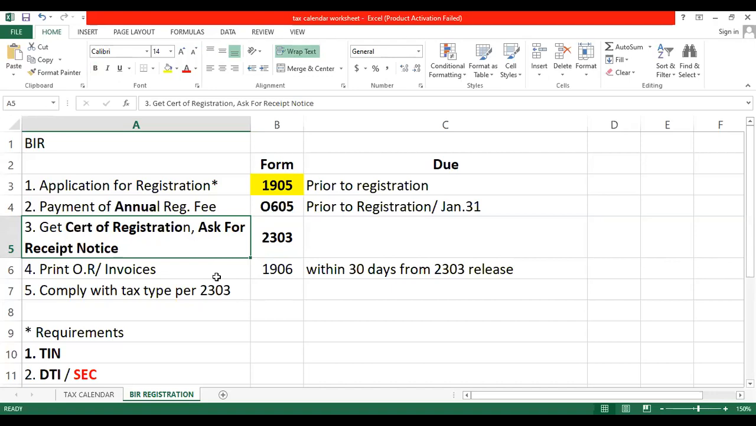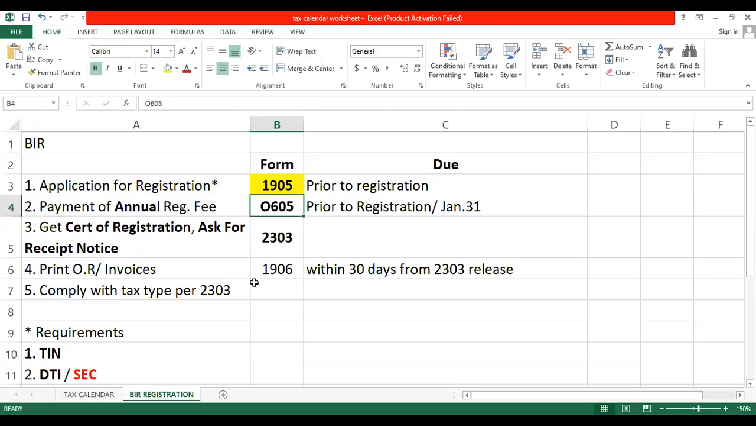So it looks like this. This is also required to be displayed to all business establishments, along with BIR form 0605. Take note that 0605 must be paid every year. So every year you should display the registration fee payment on January 1.